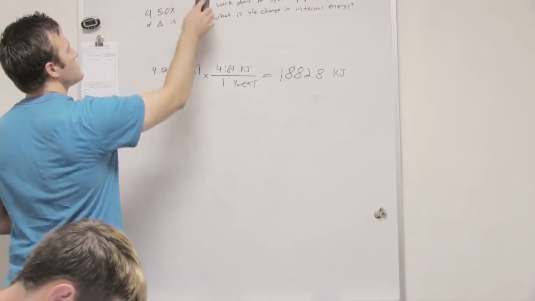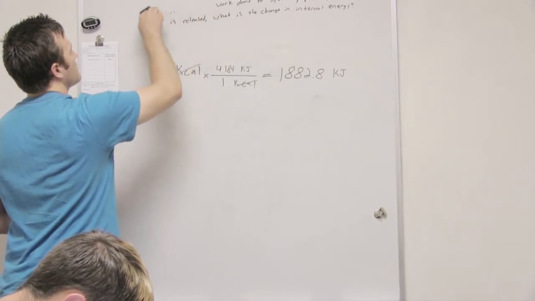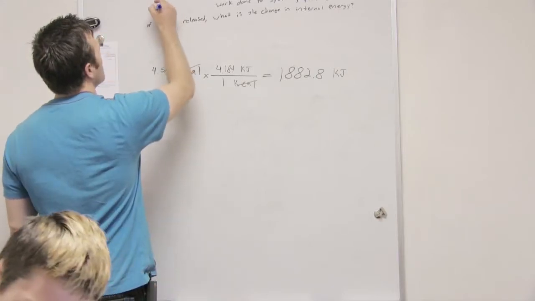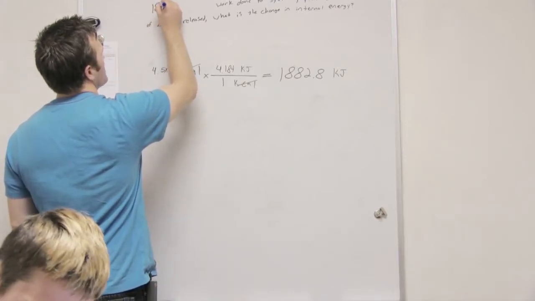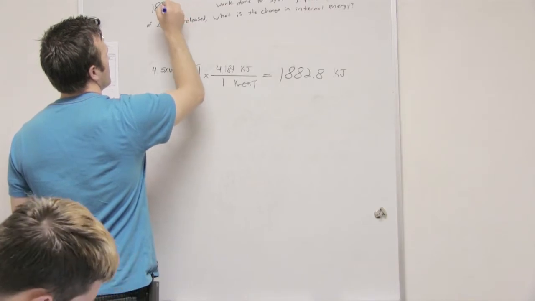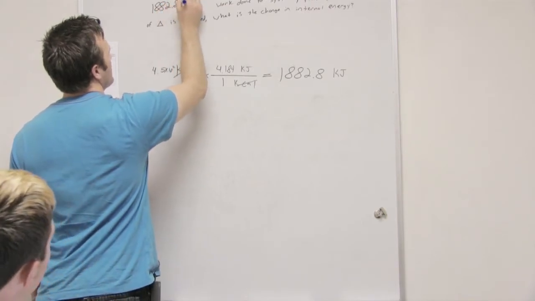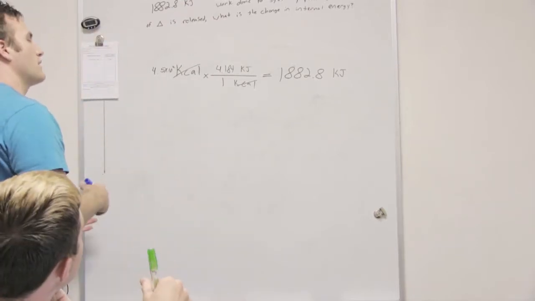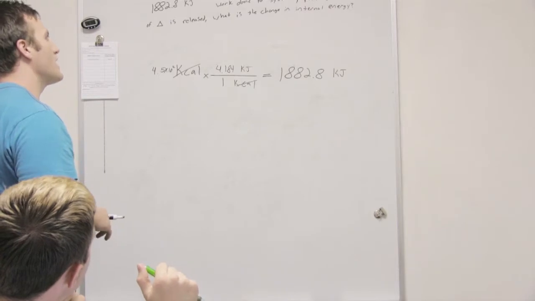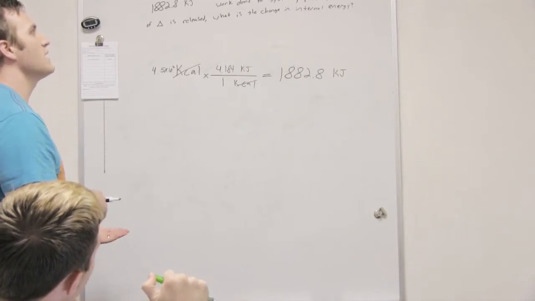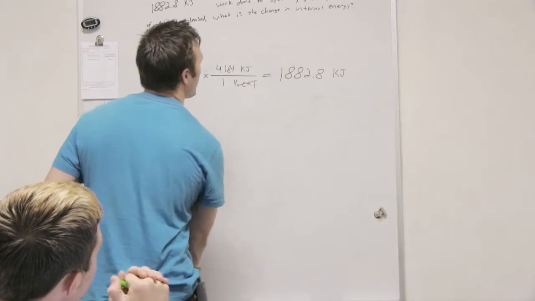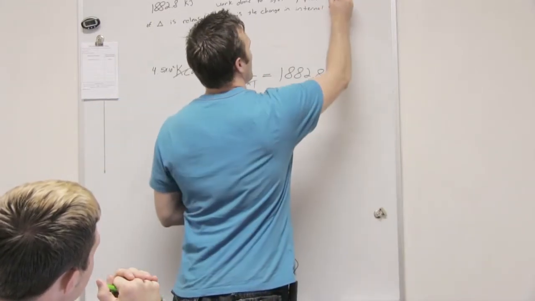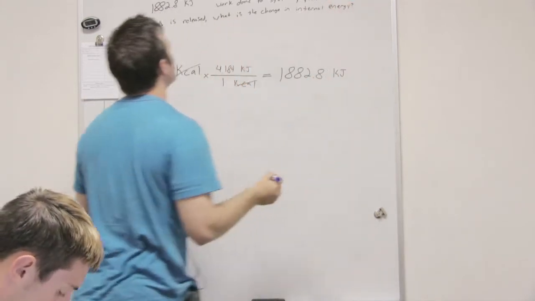Now, if it was me, I would almost just erase what it tells you in terms of kilocalories and write in the problem your conversion, so 1,882.8 kilojoules. So now if we read it, 1,882.8 kilojoules of work is done to a system, and 500 kilojoules of heat is released.